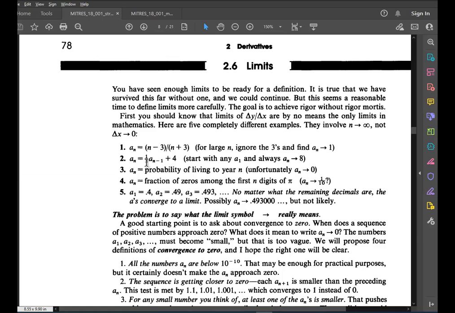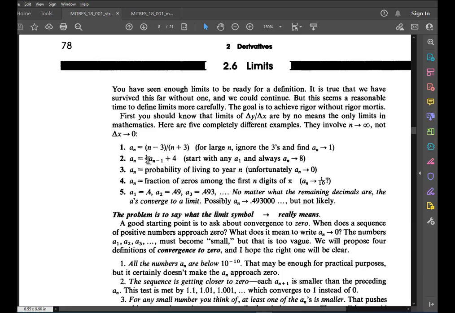All right, let's look at this one here. Suppose we take a_n equals 1/2 of a_(n minus 1), plus 4. Now you can try this. You can start with any number and see what happens. For instance, if I start with 0, then that would be a1. Then I get a2 by taking half of 0 plus 4, which is 4. Then for the next one, I take half of 4 plus 4, which is 6. If I take half of 6 plus 4, that gives me 7.